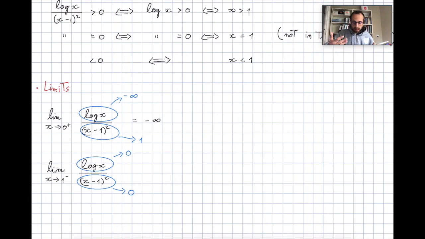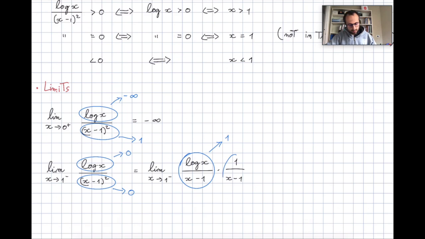And how do we keep going? Well, we separate the denominator into two parts. And so let's do the following. Let's rewrite the limit. So we write this fraction as log x over x minus 1 times 1 over x minus 1. So why do we do it? Well, it's simple, because this is the usual limit, log x over x minus 1, and this is well known.